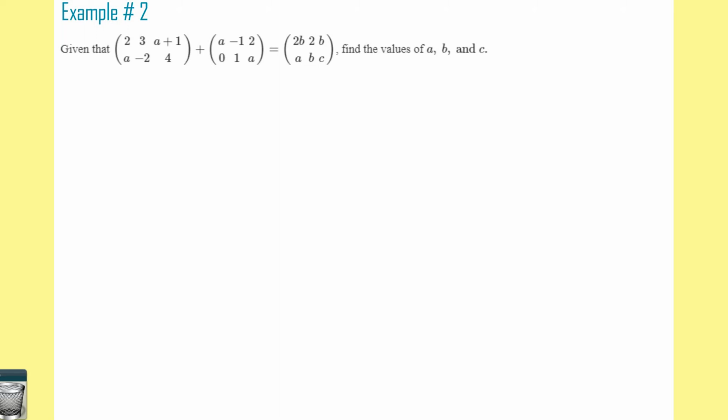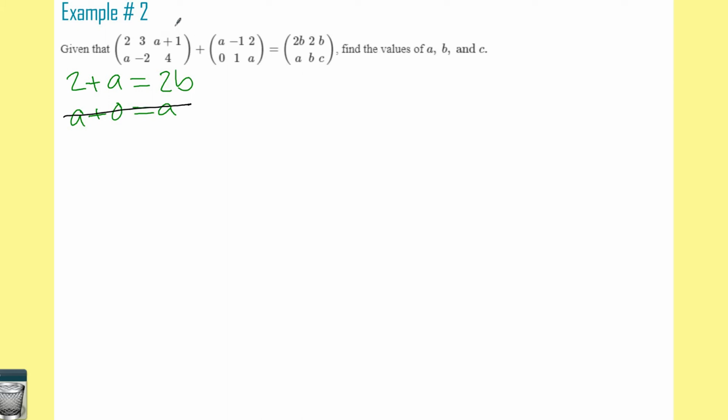Alright, so example 2. Here we're adding these matrices together. We want to find the values of A, B, and C. I just start with the first element. So we have 2 plus A must equal 2B. That didn't give me enough information, so I'm going to do the element below it. A plus 0 equals A. Well, that was useless. Okay, A equals A.